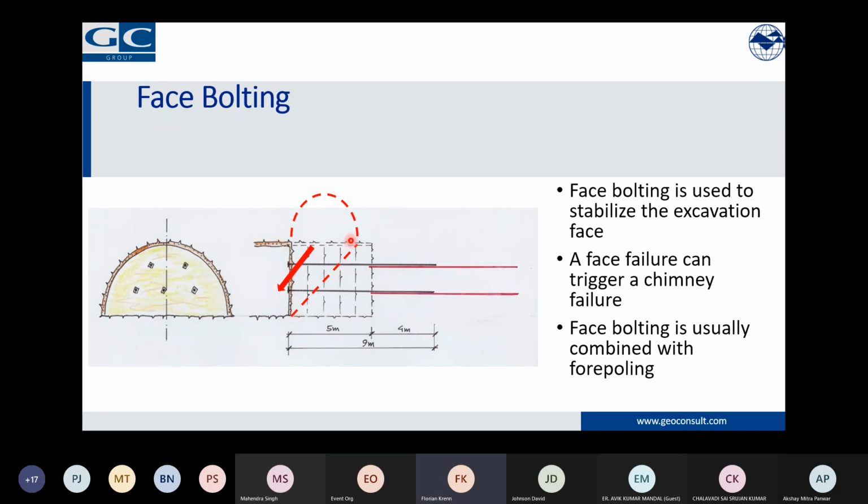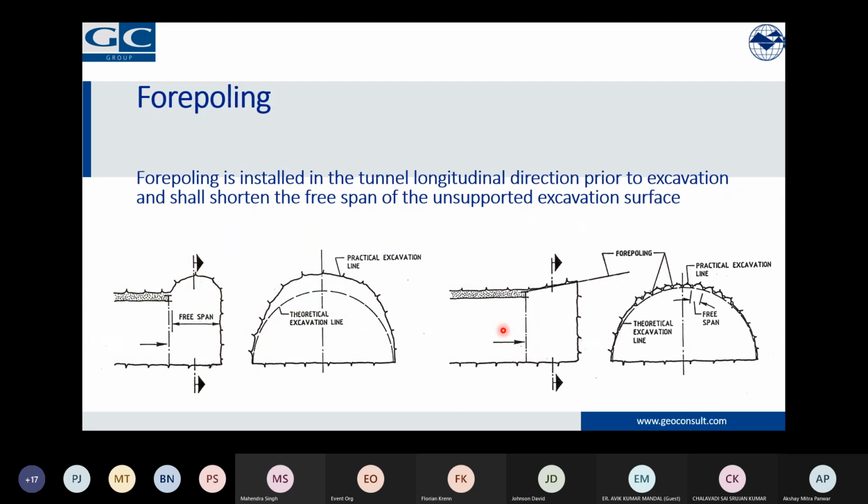If not, it could happen that we have first a shear failure of the face because it may slip out, slide out, and then after that, a chimney may also come up. A chimney or a dome-like failure. And usually these two measures, the face bolting and the forepoling, go together, because if you can imagine this here, and we would have the face bolts going in further here.